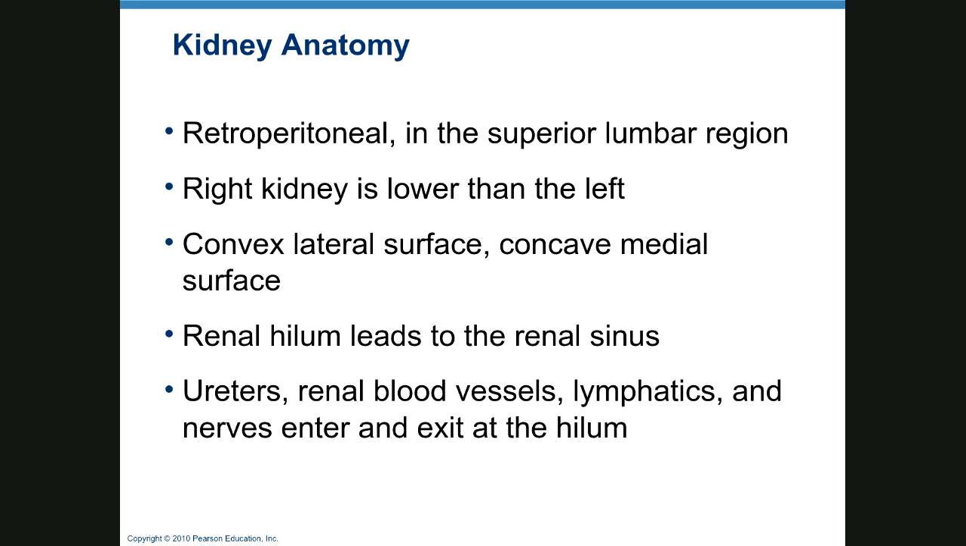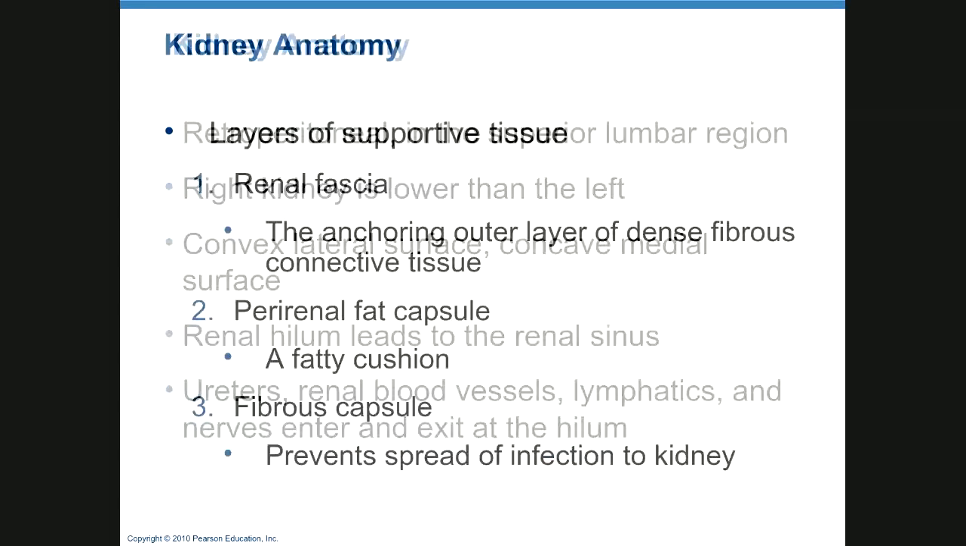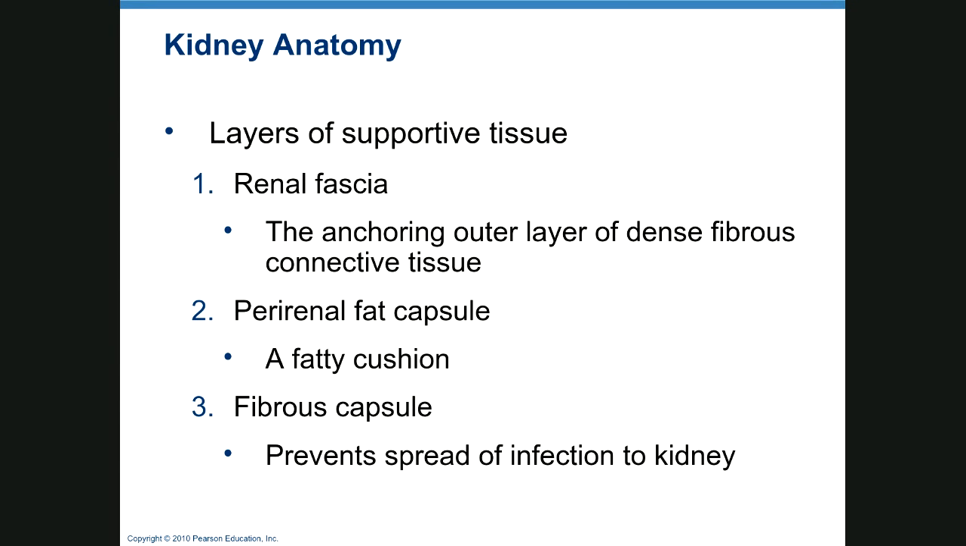Physically, the kidneys are retroperitoneal in the superior lumbar region. And here, this we already mentioned, the right kidney is inferior to the left. The convex lateral surface and the concave medial surface. The renal hilum leads to the renal sinus. We have ureters, renal blood vessels, lymphatics, and nerves enter at the hilum. Kidneys anatomy have several layers of supporting tissue: renal fascia, perirenal fat, which cushion and help anchor tissues in place, and a fibrous capsule.